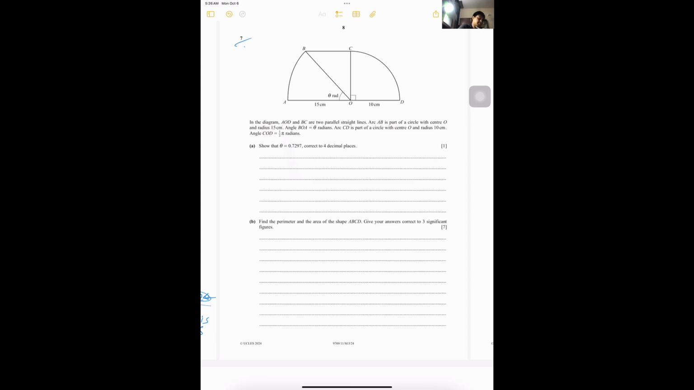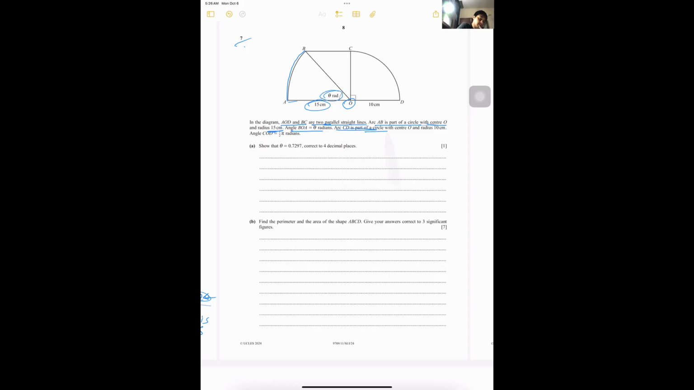Question number 7. In the diagram, AOD and BC are two parallel straight lines. Arc AB is part of a circle with center O, and radius 15 centimeter. Angle BOA is theta.